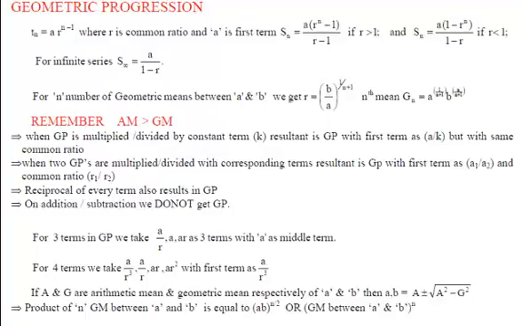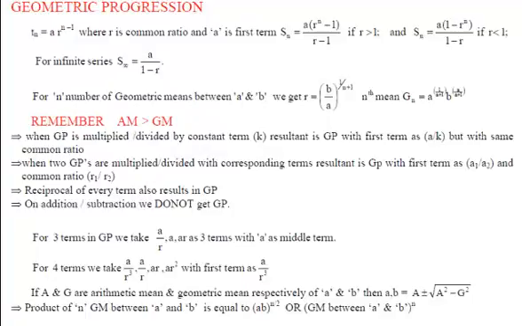Similarly, now for three unknown terms, if the product is given, we take A by R, A, AR as three terms, where A is the middle term. And for an even number of terms, we take A upon R cube, A upon R, AR, AR cube, etc. With the first term being A upon R cube, and R square will be the common ratio.